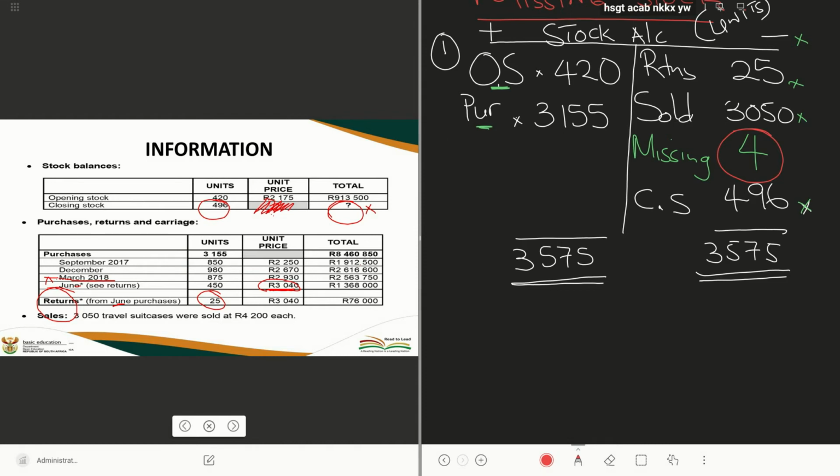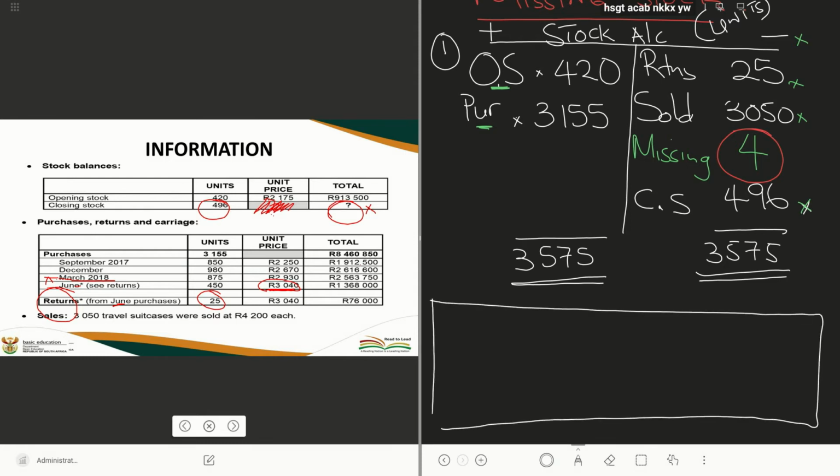Here's another way. Remember, in your exam, the examiner will give you a box. And then it has to do now with how you understand the question. You can either draw this T account in this particular box, or you can simply do this calculation, which I'm going to show you now.